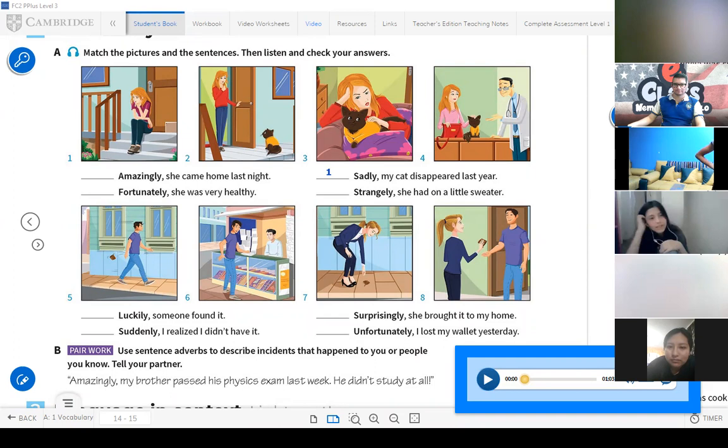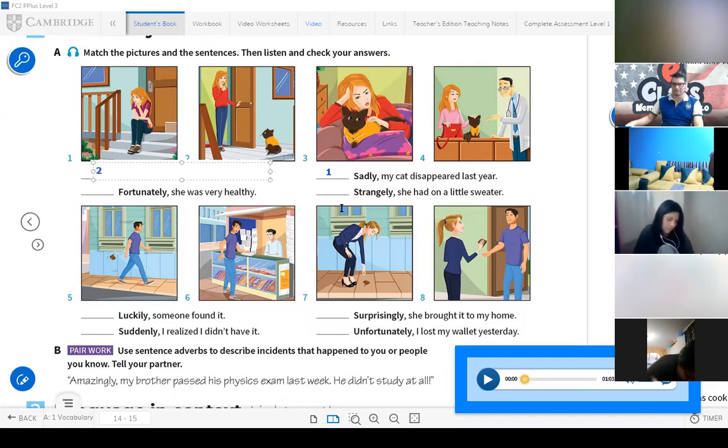Amazingly, she came home last night. Oh, very good, Garay. Thank you very much. This is amazingly, right? Amazingly, she came, you know, after 1 year, después de un año. Amazingly, she came home last night. What is number 3?